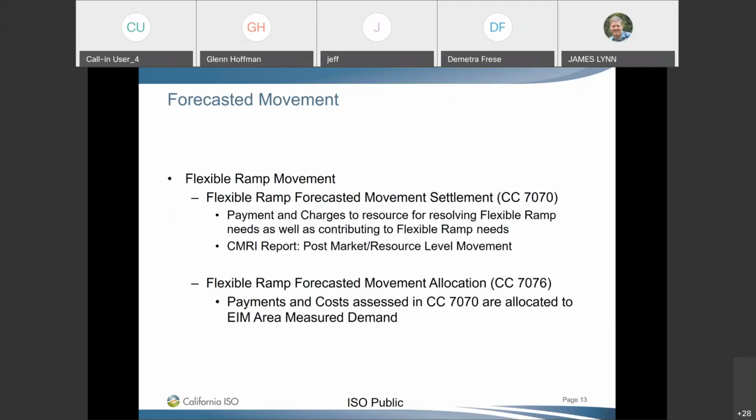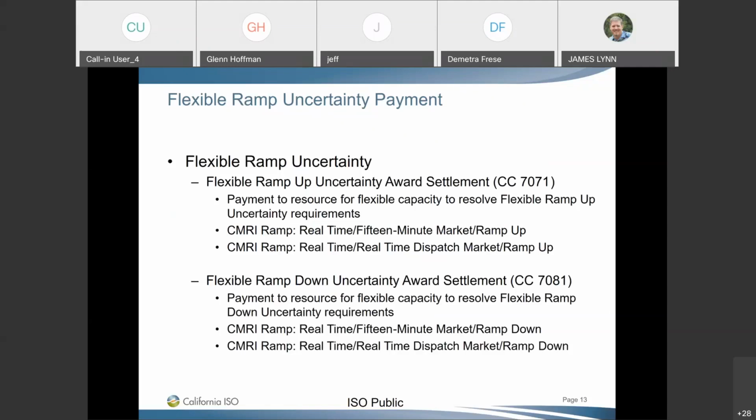Okay. I'm going to move on to uncertainty up and uncertainty down. Now, as I started to say earlier, uncertainty is basically error. We're trying to procure capacity to be dispatched if our forecast errors materialize. Now, if you're a resource that was held back in the 15-minute market, and we had an opportunity cost of $3 for a flexible ramp up, you will get paid your megawatts, your held back capacity, times the $3.